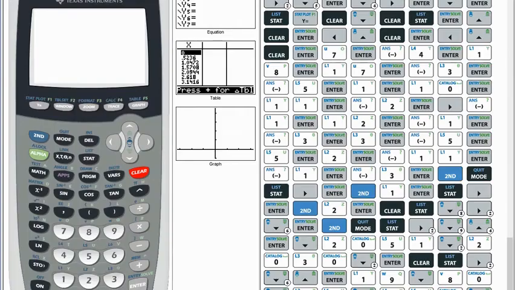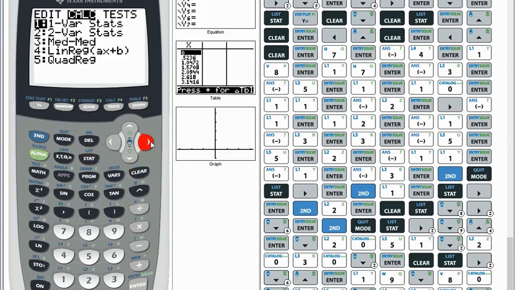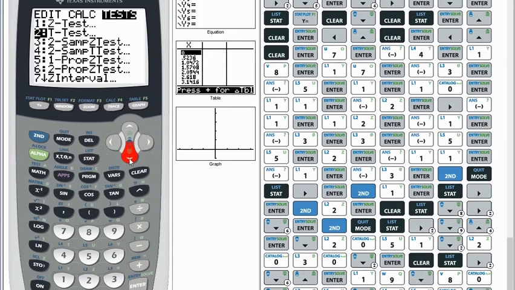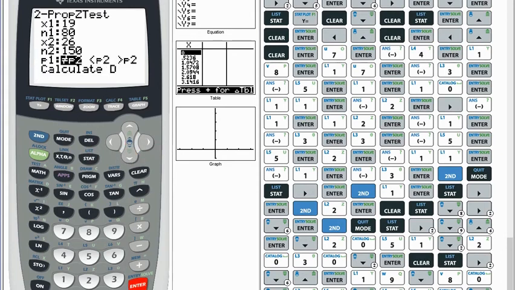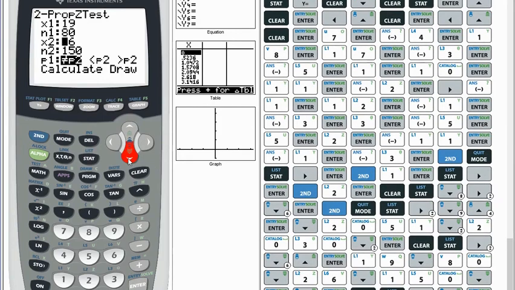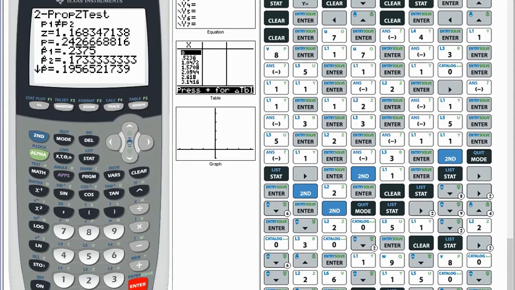situation. So if I go to my calculator and I click on Stat Tests and scroll down to the 2 proportion z-test, not the 2 sample, that's for means, but the 2 proportion, where I've already entered in my 19 out of 80, my 26 out of 150. And if I do the two-tailed test, I'm going to calculate. And you can see that the output actually even has the pooled values.